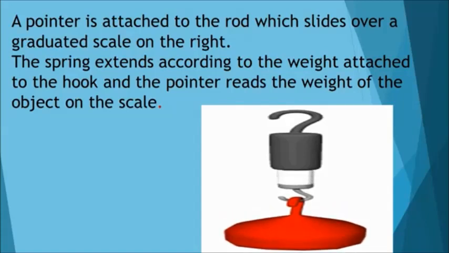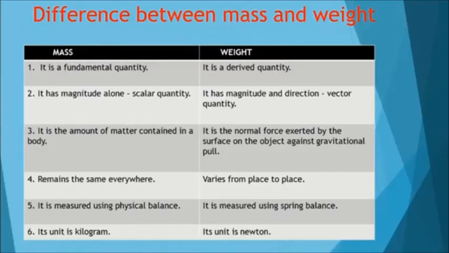Now let's see what is the difference between mass and weight. What is mass? Mass is the quantity of matter contained in a body. What is weight? Weight is the normal force exerted by a surface on the body. Imagine a man has a mass of 50 kg on the earth, then what is his weight? His weight is equal to mass into gravity. We know the standard value of gravity is 9.8. So the mass of the man is 50 kg. What will be his weight? 50 into 9.8. So weight is equal to 490 Newton.